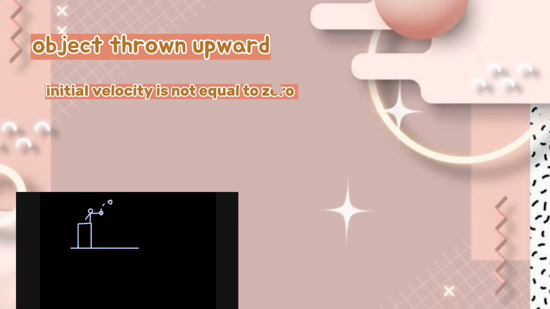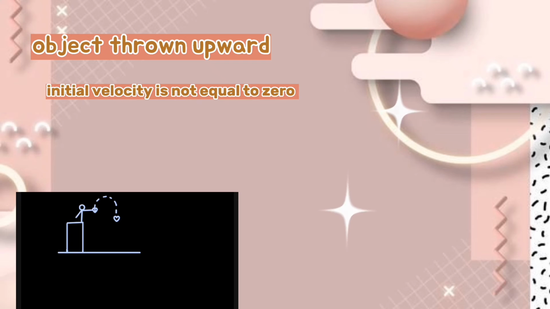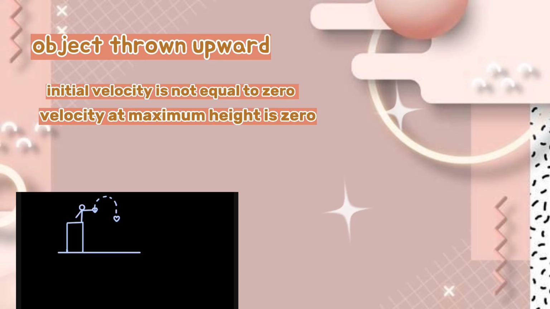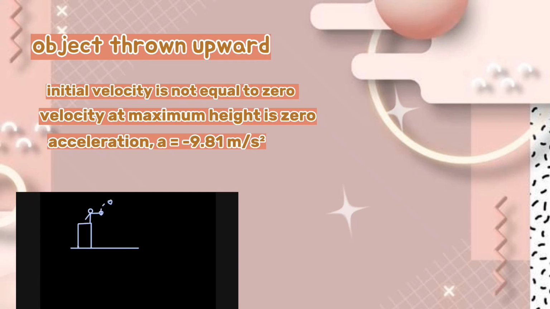And the third one is when the object is thrown upward. The initial velocity is not equal to 0, which means velocity exists at the initial point. And the velocity at the maximum height is 0 because the object stops temporarily. And the last thing is that the acceleration acting on the object is also negative 9.81 meter per second squared. Let's watch the video to apply the formula.